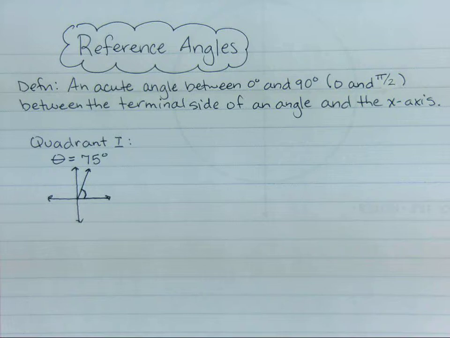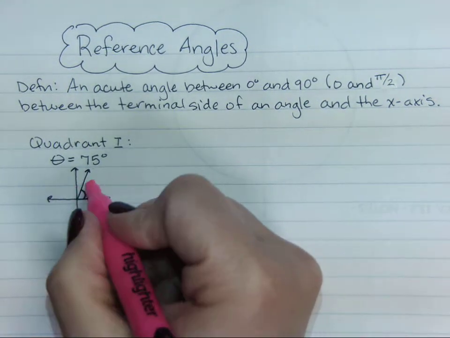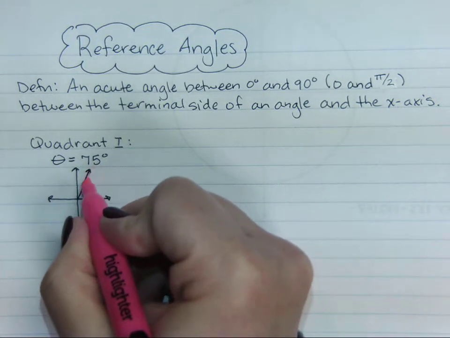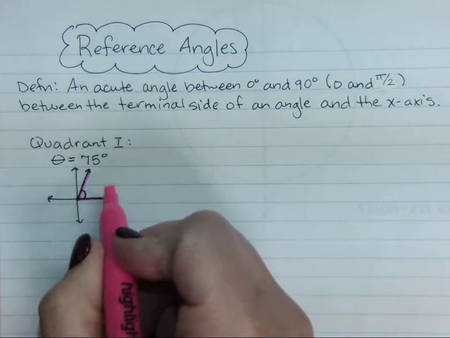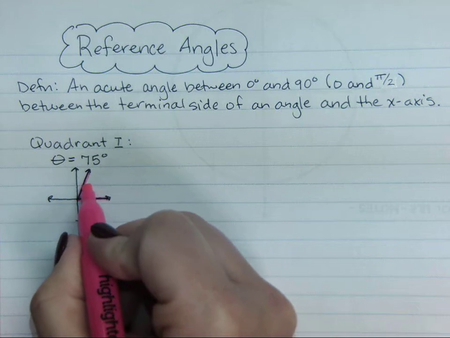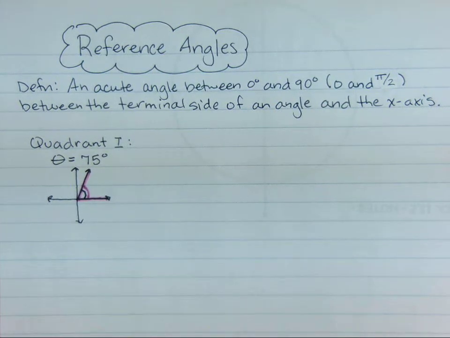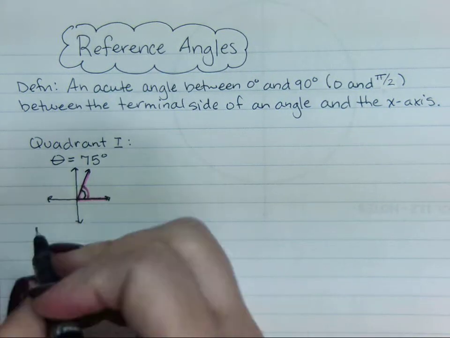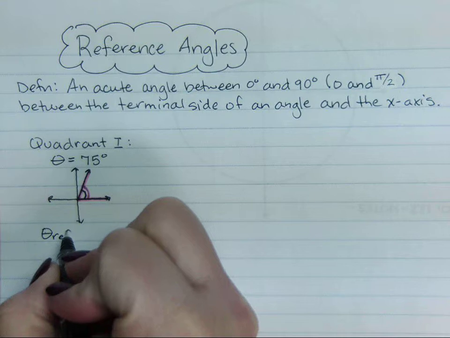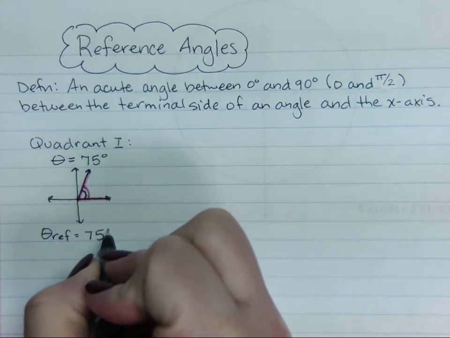Now, if you are an angle in quadrant 1, the angle itself is also its reference, because this is the terminal side of the angle, and this is the x-axis. This is the reference angle. So when you're in quadrant 1, because all angles in quadrant 1 are between 0 and 90 already, our reference angle is the angle.